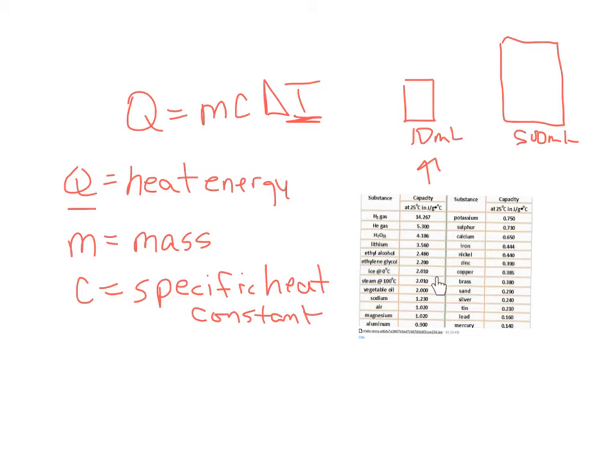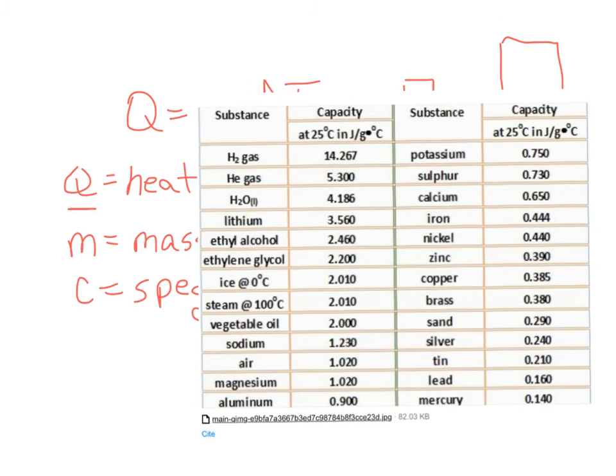Here is a chart I found with different substances, and we can see various specific heats. If I pull it up a little closer, we can see that the specific heat for vegetable oil is 2 joules per gram Celsius, whereas nickel is 0.44 joules per gram Celsius. So if I had 1 gram of nickel, I would need 0.44 joules of energy to increase the temperature by 1 degree Celsius.